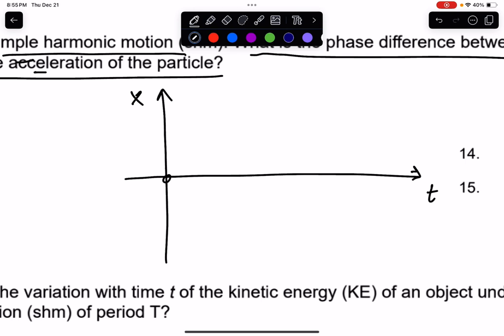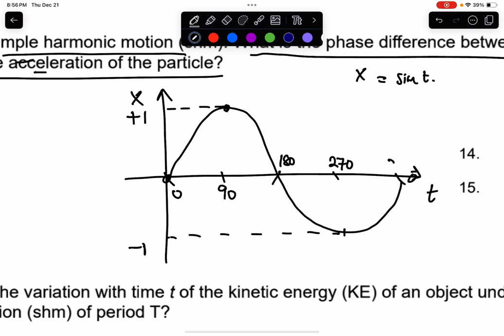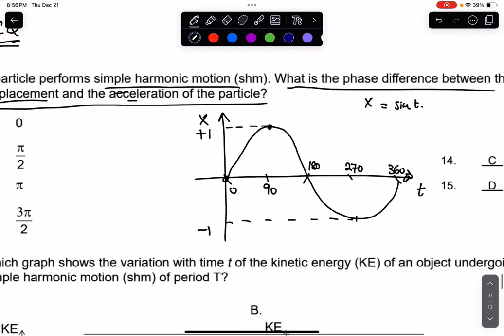Now, let us say that our displacement x is of the form sine of t. Therefore, we are going to graph this sine function. We know that the sine function fluctuates from positive 1 to negative 1. The value is 0 at 0 degrees, positive 1 at 90 degrees, 0 at 180 degrees, negative 1 at 270 degrees, and then 0 at 360 degrees. Okay, so that's the corresponding sine function that we have drawn.